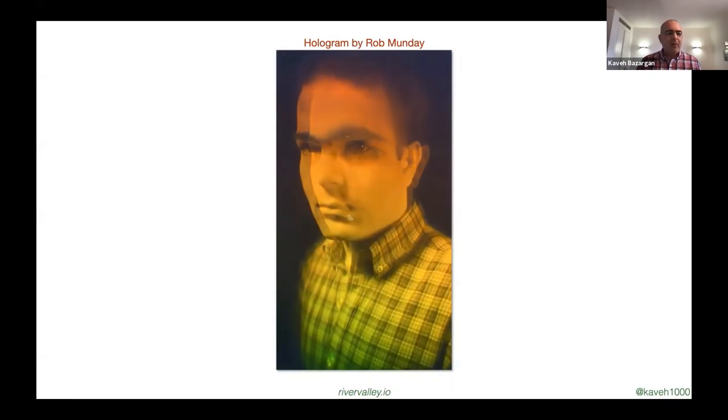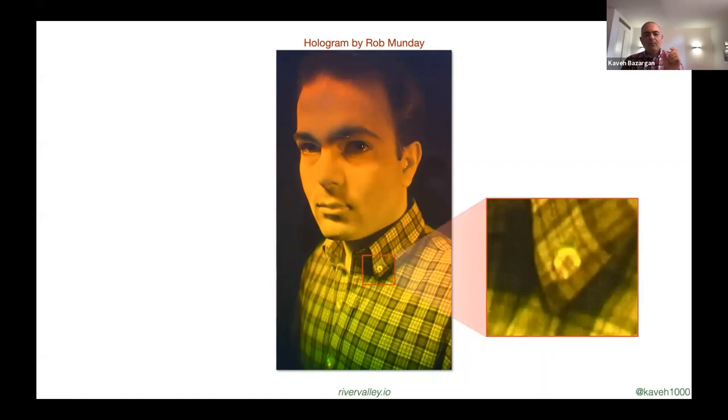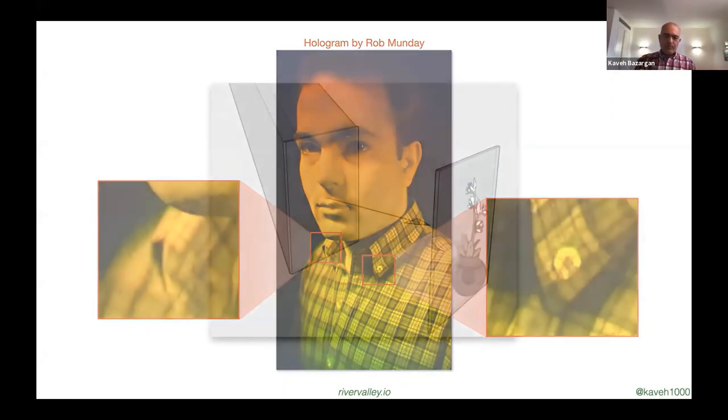This is called an image plane hologram. And if we zoom in on one part of the shirt, you can see this part is clear and it's sharp. But as you go away from the plane of the hologram, of the glass plate, if you like, it gets more and more blurred. And that is basically any white light hologram: it is sharp right in the image, but it gets more and more blurred as you go away.